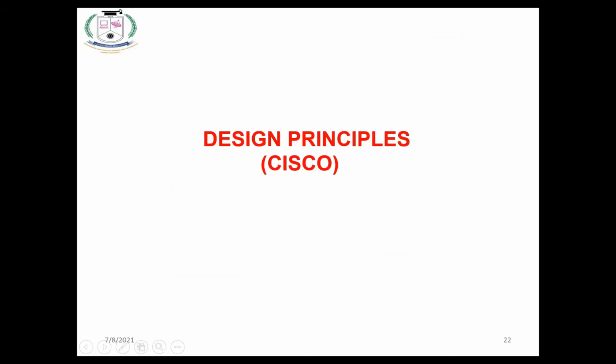Let us discuss an example. Cisco already has a computer network design, and they have designed it. Whatever we have discussed till now is general computer network design principles. So Cisco already has a design, which is owned by them. Let us see what they have done. It's an example design.